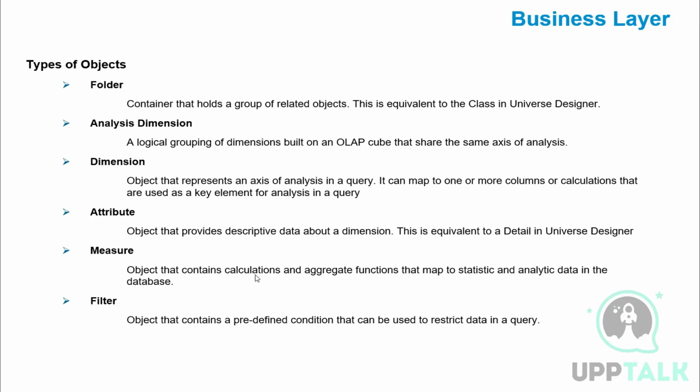Objects that contain calculations and aggregate functions that map to statistical and analytic data in the database are measures. An attribute gives descriptive information about some dimension. So detailed information about dimensions we will have using attributes. This is equivalent to a detail in Universe Designer. In Web Intelligence, we have an object type called detail. So it is data about the dimensions. If we have a name and it is split into first name and last name, then we can create a detail or attribute like that.